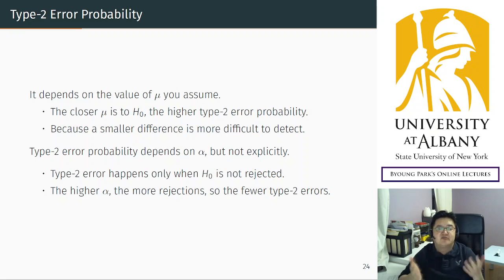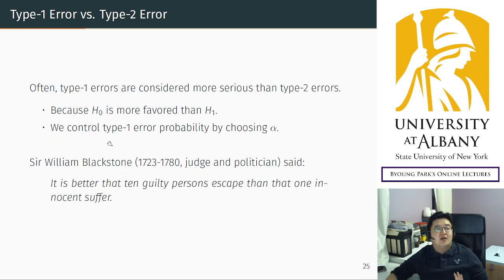So it's a kind of trade-off. If you increase alpha, then type 1 error will increase, but type 2 error will decrease. So it's a trade-off. Okay, so here's a comparison, and then there is a trade-off. How can we balance? Conventionally, type 1 errors are considered a more serious error than type 2 errors. So usually you would like to reduce type 1 errors rather than type 2 errors.